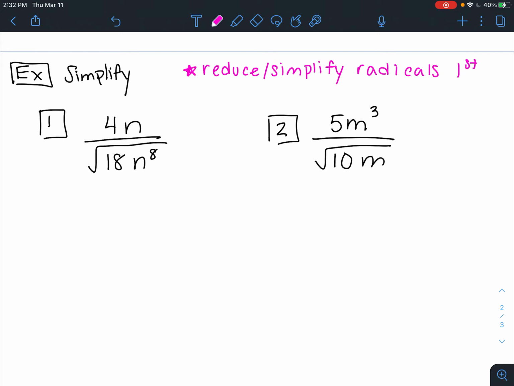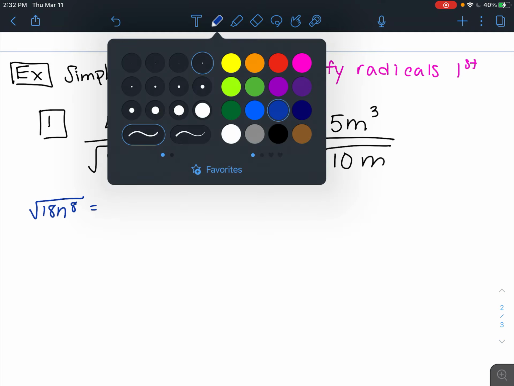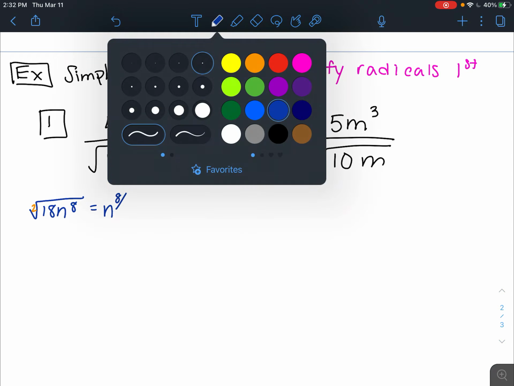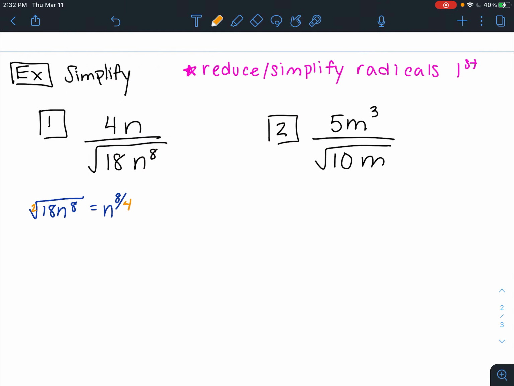So I'm just going to do some scrap work here. If I just have the square root of 18n to the 8th, we know that we have an index of 2 here. So I can bring out n to the 8th, and I'm going to divide that by the index number. And then I'm going to break down the square root of 18. That's going to be the square root of 9 times 2. So I'm going to get n to the 4th here, because 8 over 2 is 4, times the square root of 9 is 3. And then I have the square root of 2 left over. So this becomes 3n to the 4th square root of 2.